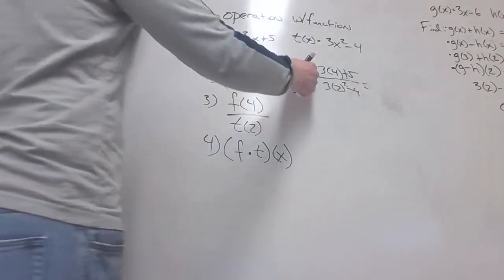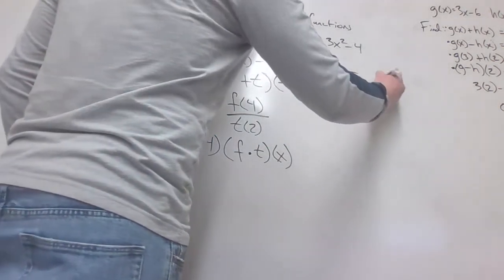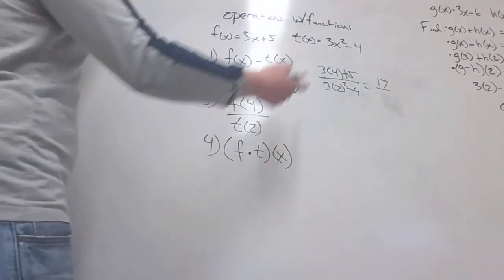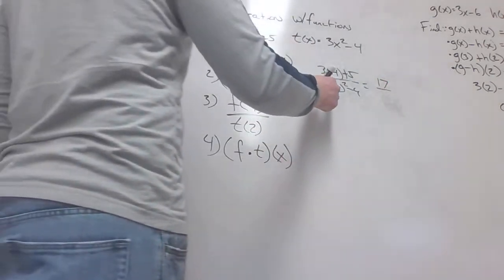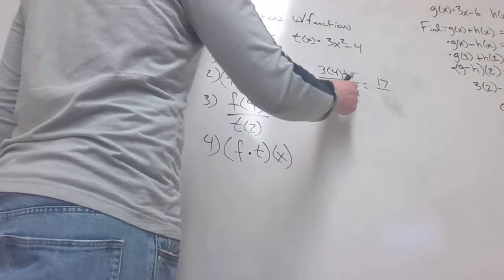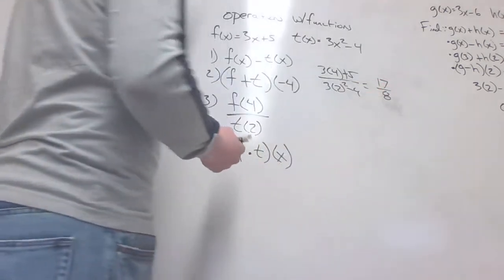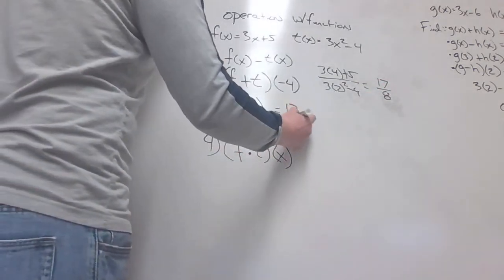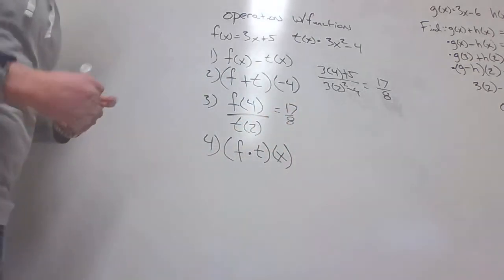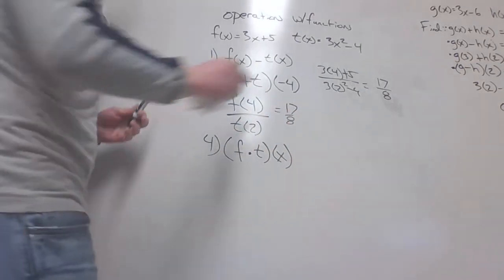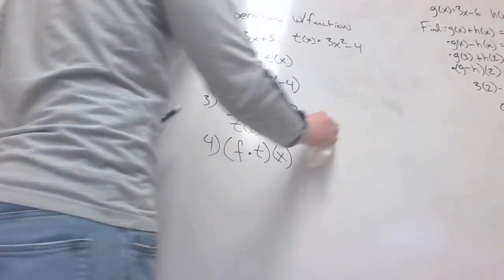Simplify this, 3 times 4 is 12, 12 plus 5 is 17 over, 2 squared is 4, 4 times 3 is 12, 12 minus 4 is 8. So there's your final answer of 17/8, okay? Moving further along, let's go over here with this one.